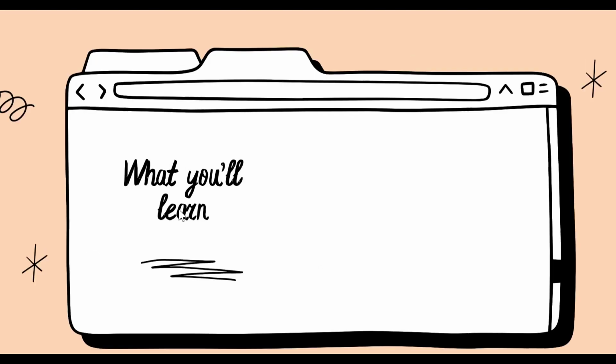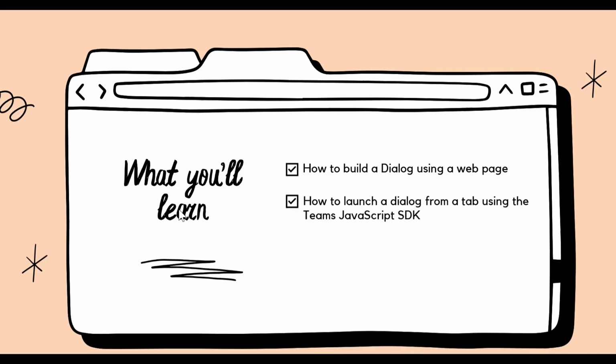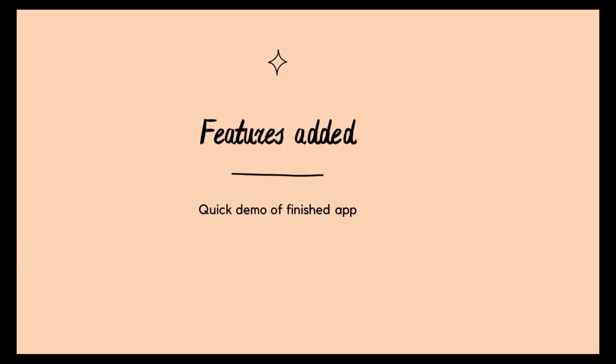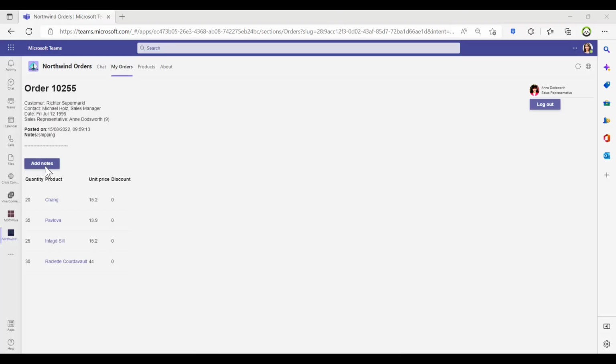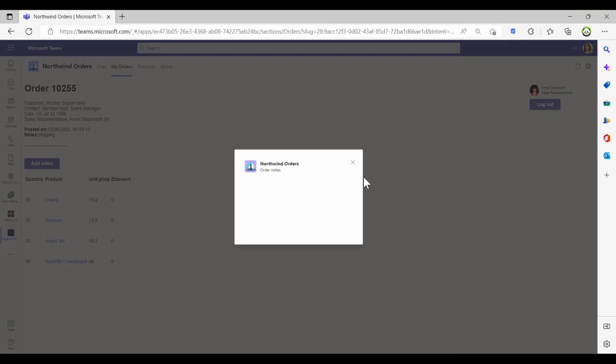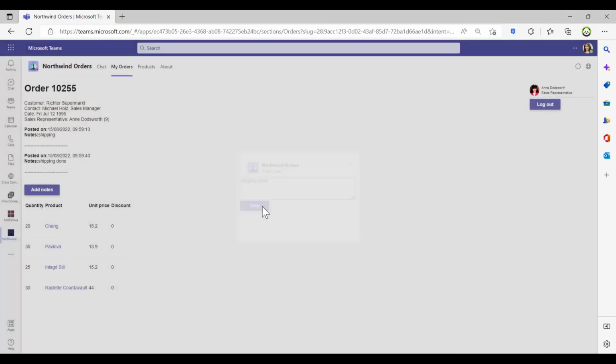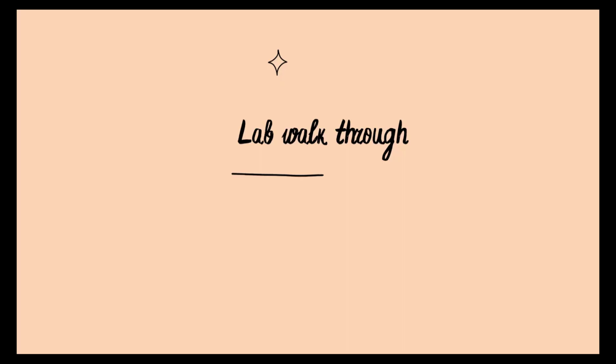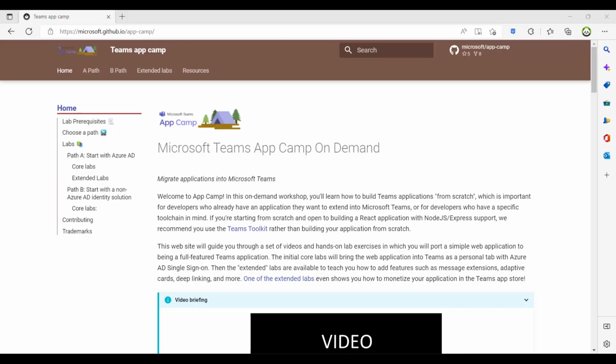Today you'll learn how to build a dialog using a web page, how to launch a dialog from a tab using the Teams JavaScript SDK, and how to submit data from the dialog back to the tab that launched it. In the order details page, we'll have a new button added, which will add notes, which is saved back into order information. And this is done through a dialog. So now let's get started by visiting the lab site.